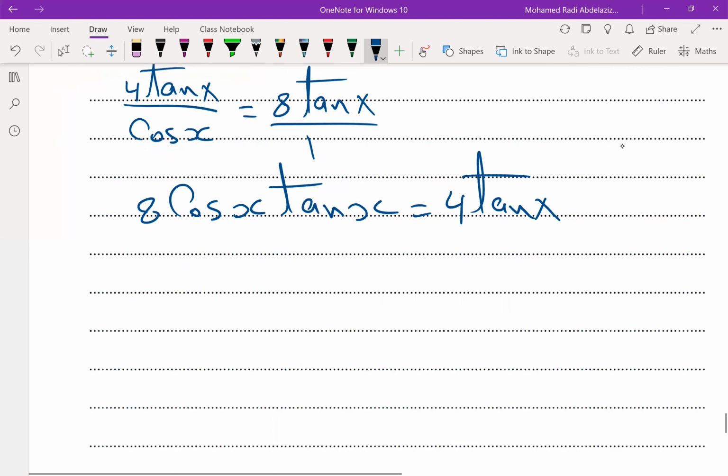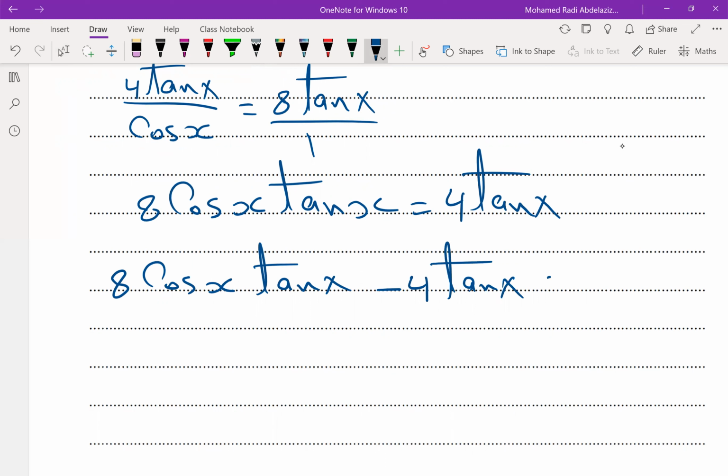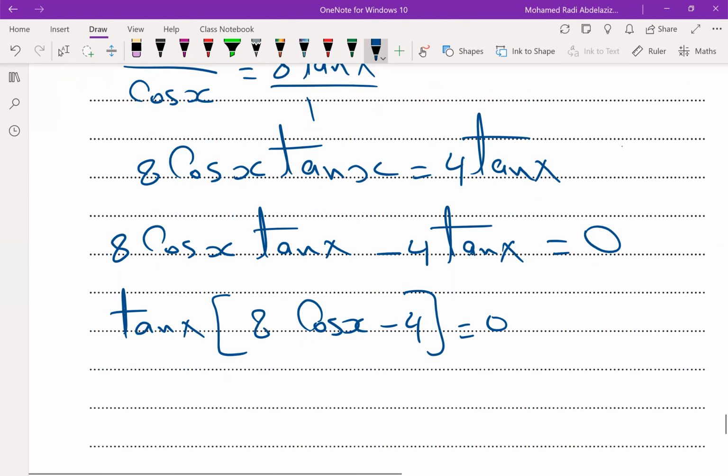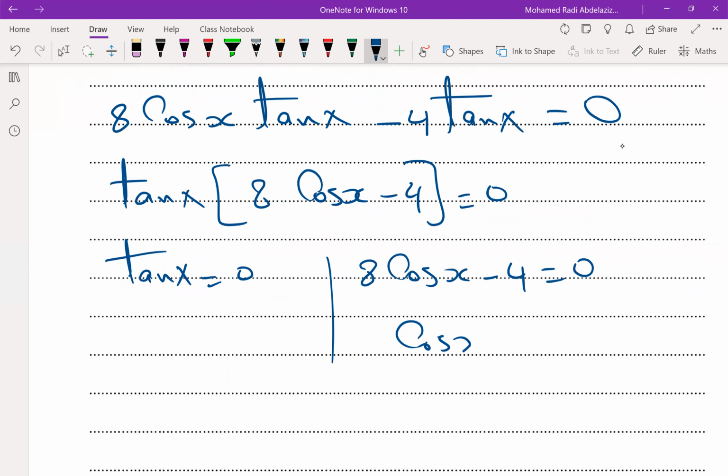Don't try to remove tan x. Maybe you remove a solution of the equation, but it's better to take it to the left side and take tan x outside as a common factor. So 4 tan x is equal to 0. By taking tan x outside common, it will be 8 cosine x minus 4 is equal to 0. Maybe tan x is equal to 0, or 8 cosine x minus 4 is equal to 0. So cosine x will be 4 over 8, which is half.